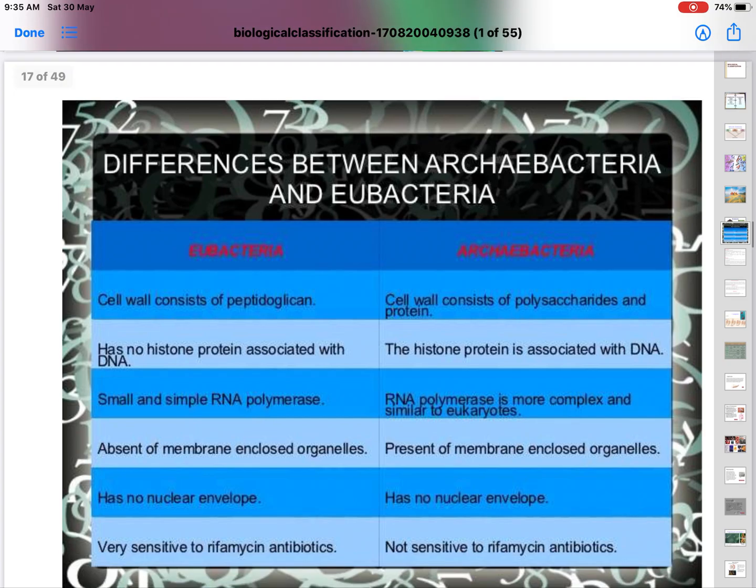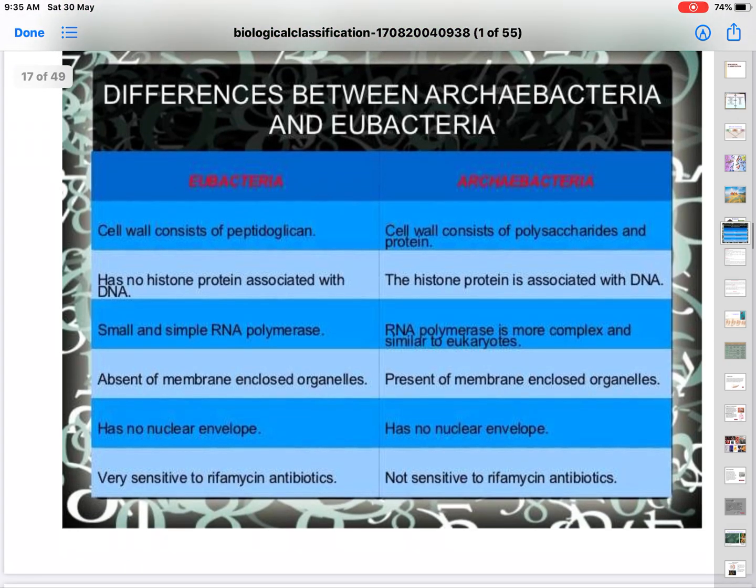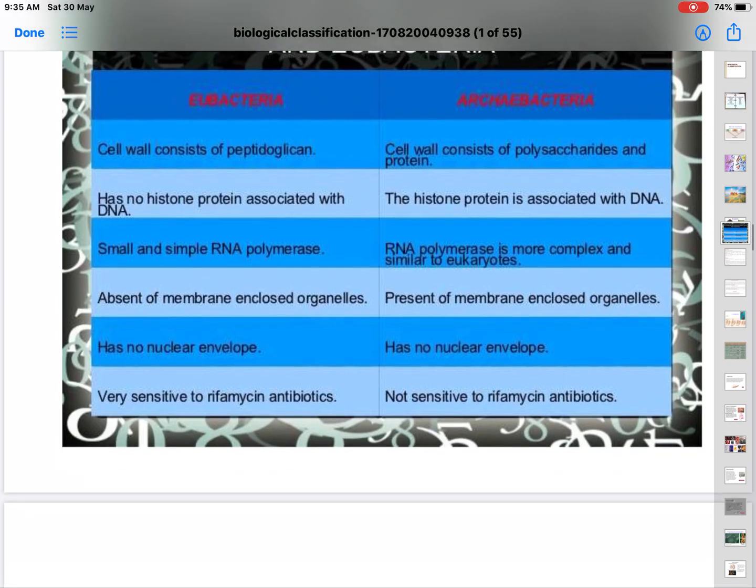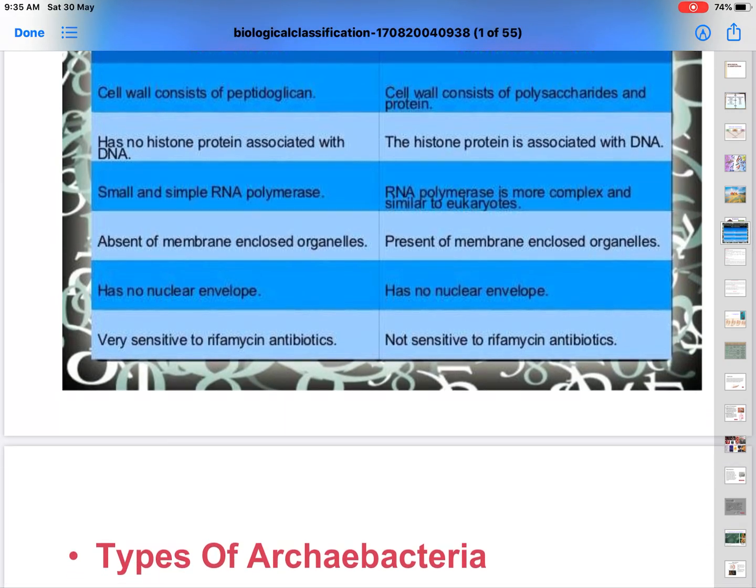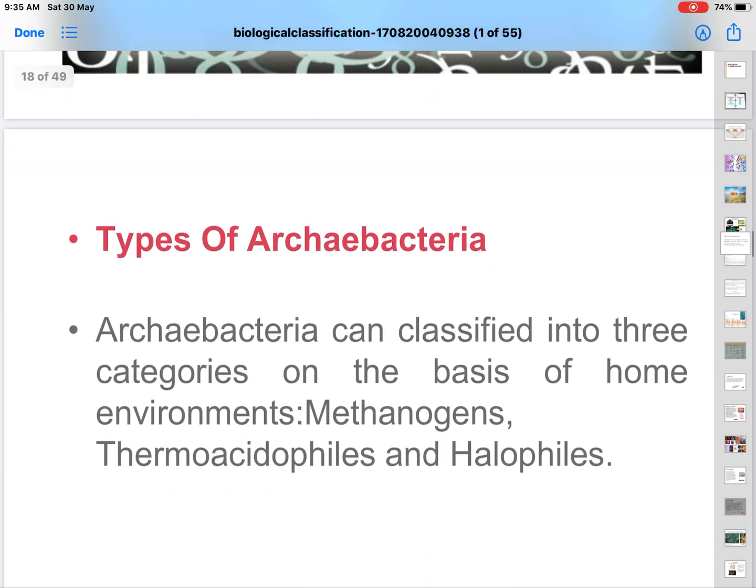Now, what is the difference between archaebacteria and eubacteria? In eubacteria, the cell wall consists of peptidoglycan, whereas in archaebacteria, it is polysaccharides and protein. In eubacteria, there is no histone protein associated with the DNA, whereas in archaebacteria the histone protein is associated with DNA. In eubacteria, there is a small, simple RNA polymerase, whereas in archaebacteria it is more complex. We will talk much about this in future classes.